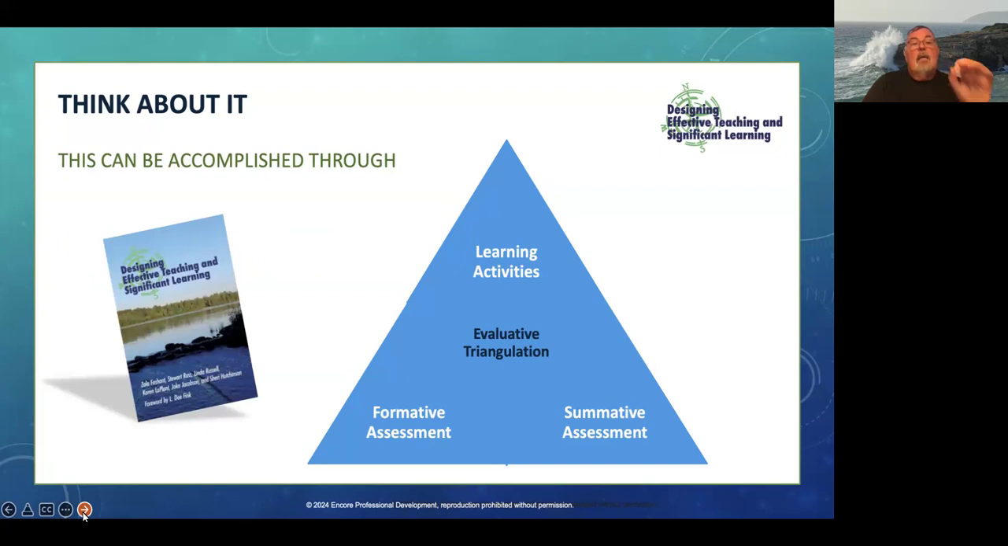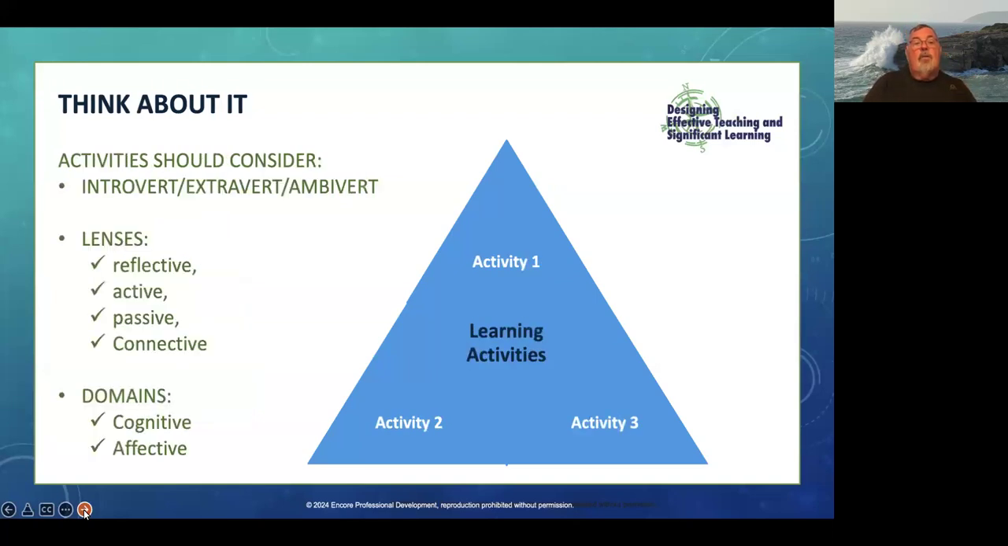Now, again, these kinds of things are in the book that we've talked about, and they're some of the most important things that you begin to take a look at as you evaluate not only student learning to determine a grade, but how students progress through your curriculum. Think about those lenses that we just got done doing. You can also consider introvert, extrovert, ambivert as we go through here. So when you pick 3 different learning activities, are you picking something that works for all 3 of them? And then are you picking activities that are reflective, active, passive, connective? In other words, do you have some of each in all of these?